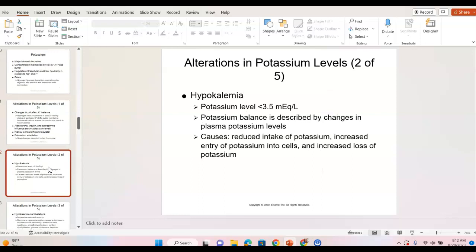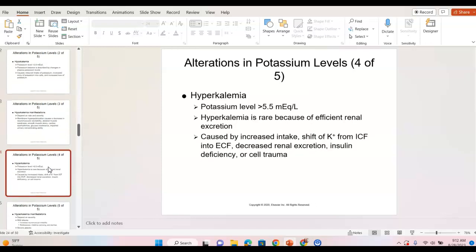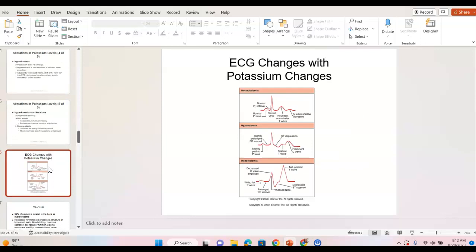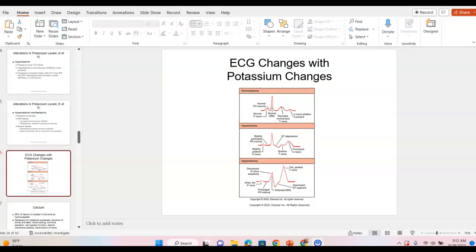Hypokalemia, hyperkalemia, I'm going to let you look through those on your own. Know the levels, know the manifestations and causes. EKG changes. So the basics of EKG you can see here. Normal kalemia would be normal potassium. You have the P wave, the QRS complex, the tall one, and then the T wave.